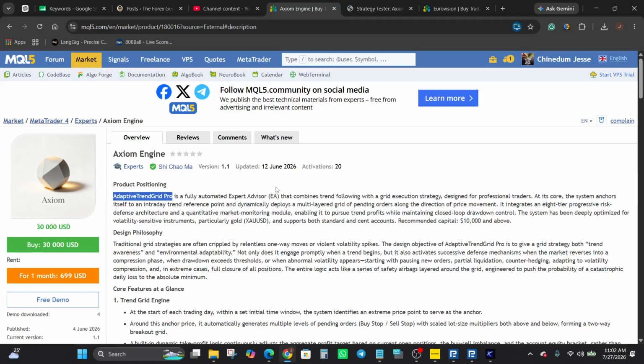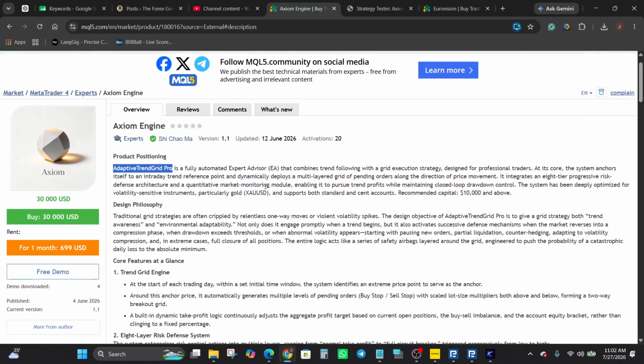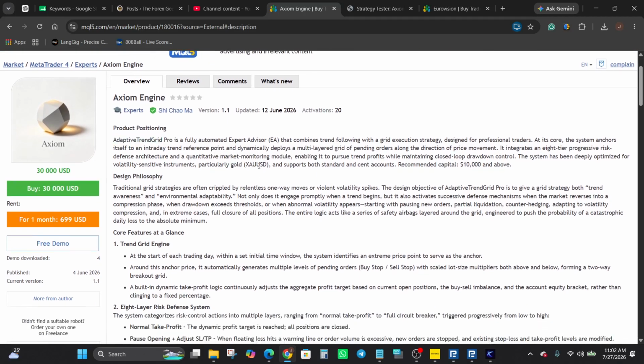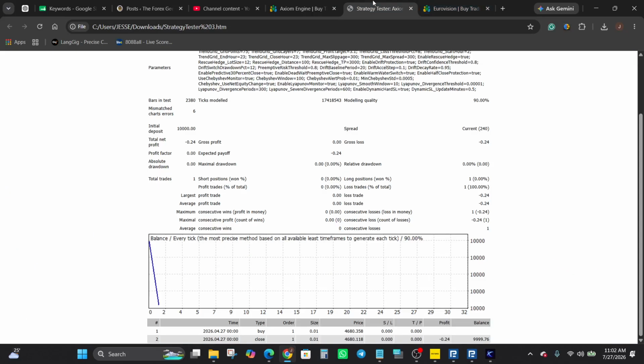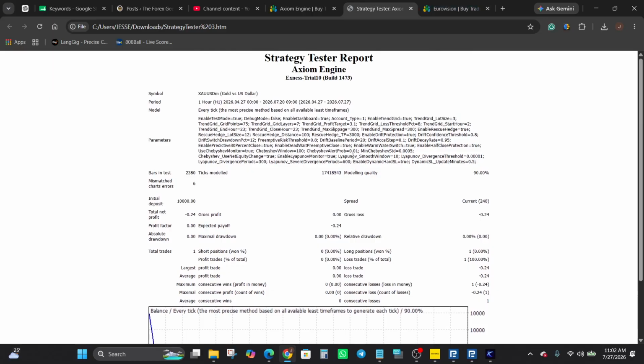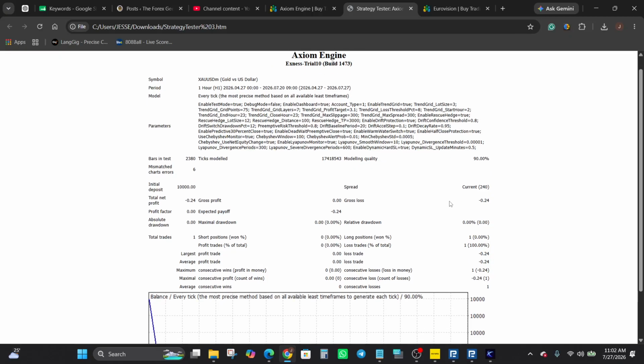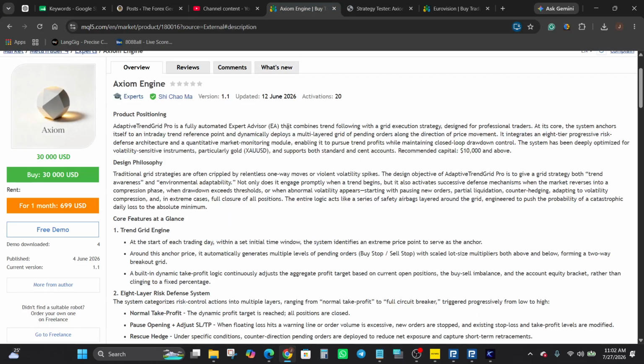So the parameter names inside the actual backtest, things like trend grid, rescue hedge, Chebyshev, Lyapunov and all, they line up closely with the features described under that Adaptive Trend Grid Pro name. So this does appear to be the same underlying system behind the Axiom Engine listing. Pricing on the Axiom Engine listing itself is 30,000 US dollars to buy or 699 US dollars a month to rent. It's a genuinely significant price point either way.